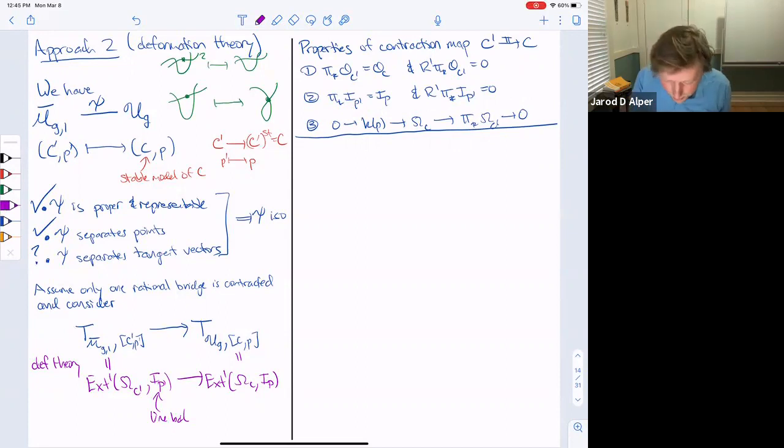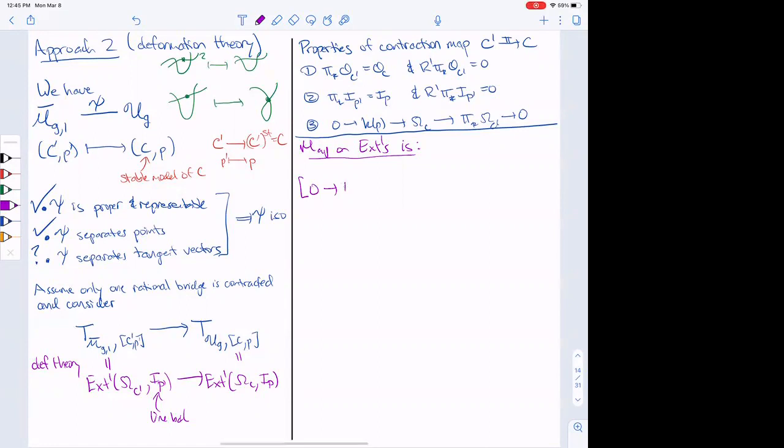So let's compute what the map on Ext is. Let's take an extension of O_{C prime} by I_{P prime}. Sorry, can you explain why I_{P prime} is not a line bundle?